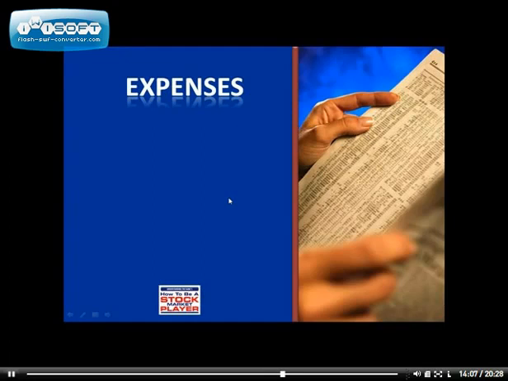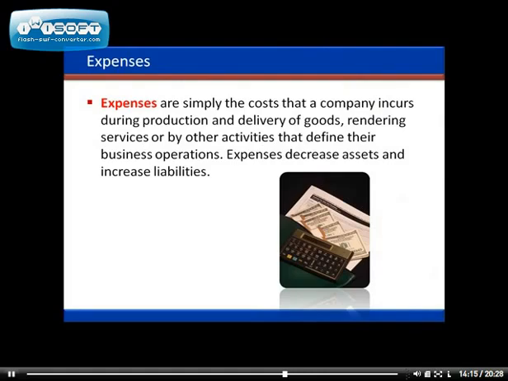Expenses. Expenses are basically simply the cost that a company incurs during production and delivery of goods or rendering services. Anything that is used to do business operations will be considered an expense. An expense decreases assets and it increases liabilities.